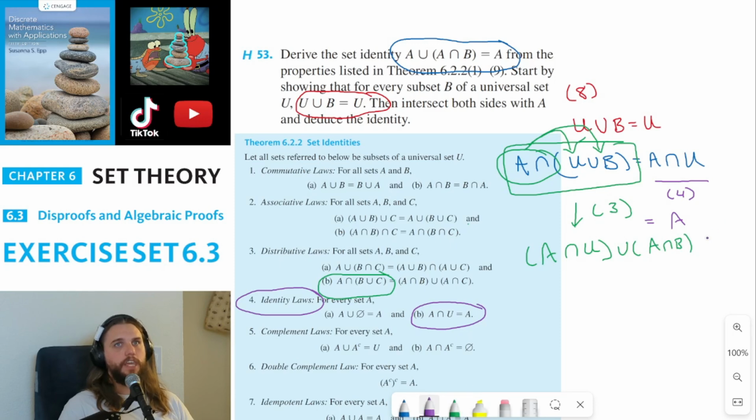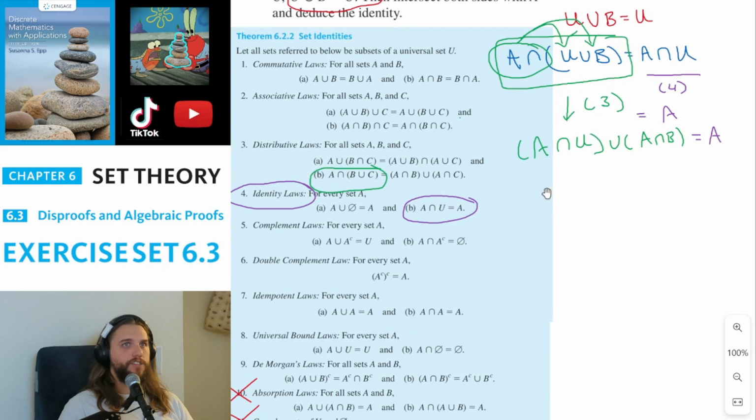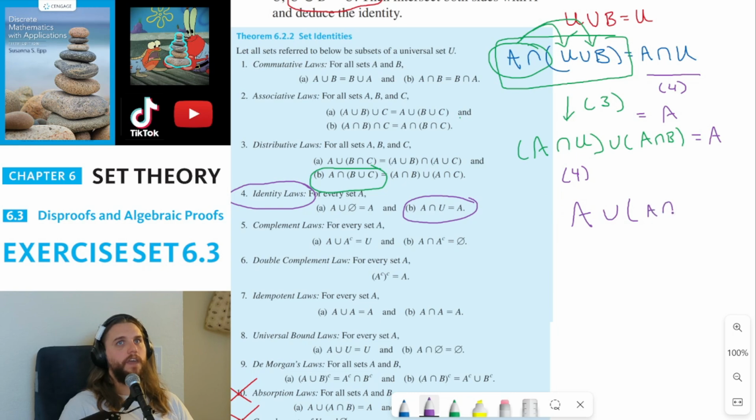And this is still equal to A. The right-hand side is still the same. Now here we have A intersection U, and we can apply the identity laws again. So by set identity number 4, we can say that this is just A union A intersection B. And that's how we derive this set identity.